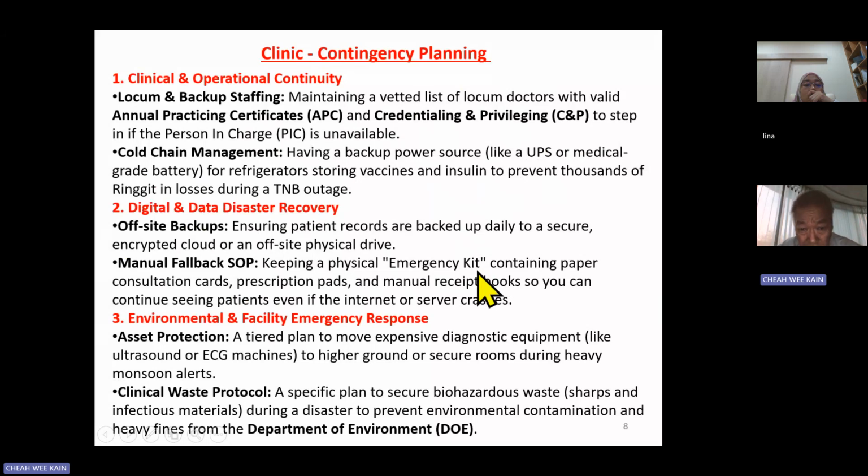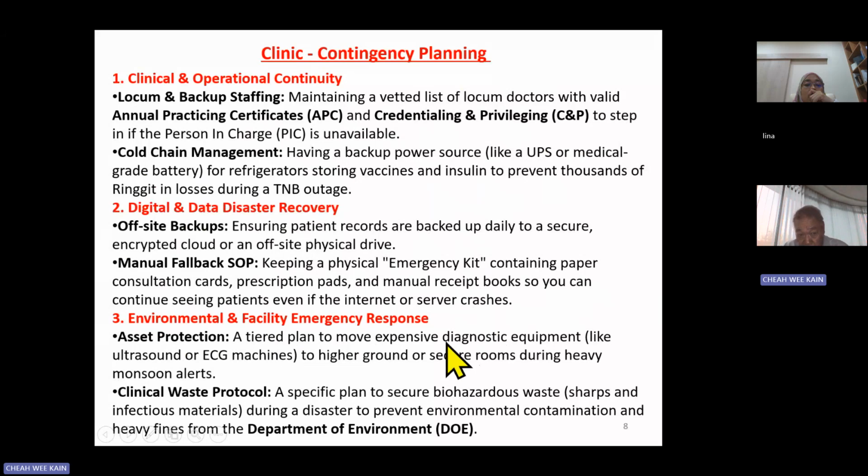Keep a physical emergency kit containing paper consulting notes, prescriptions, and manual receipts so that you can continue seeing patients. So this is a manual backup because your system is down, and you cannot issue the prescription or the receipt.